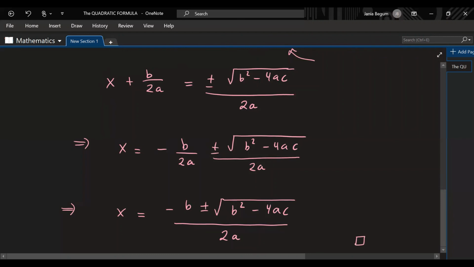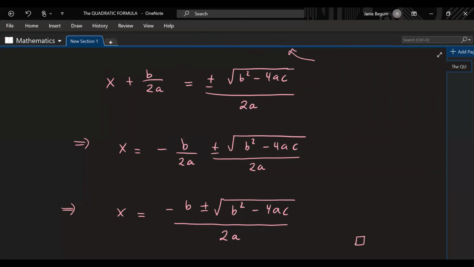I hope you guys enjoyed. Now it's time to do some problems. Try it on your own and use this formula to find solutions to quadratic equations.